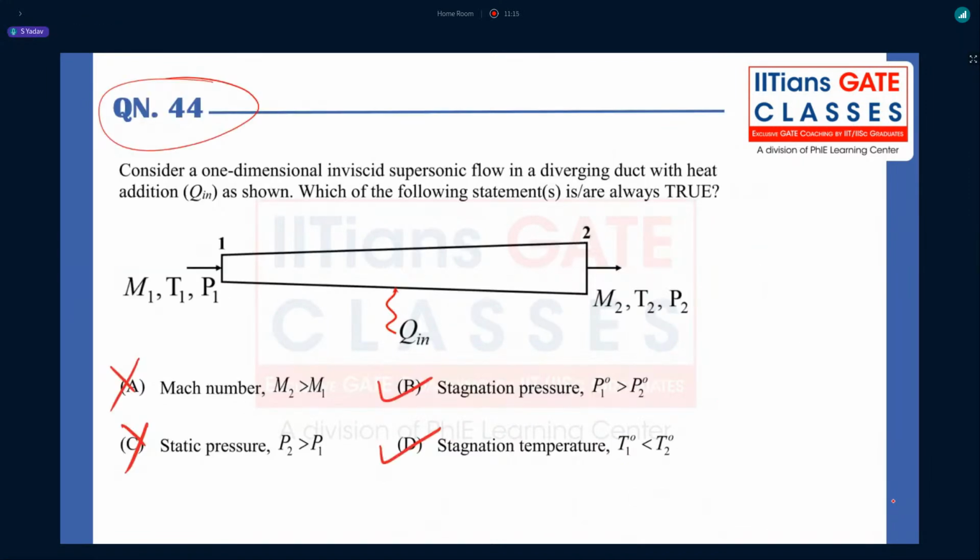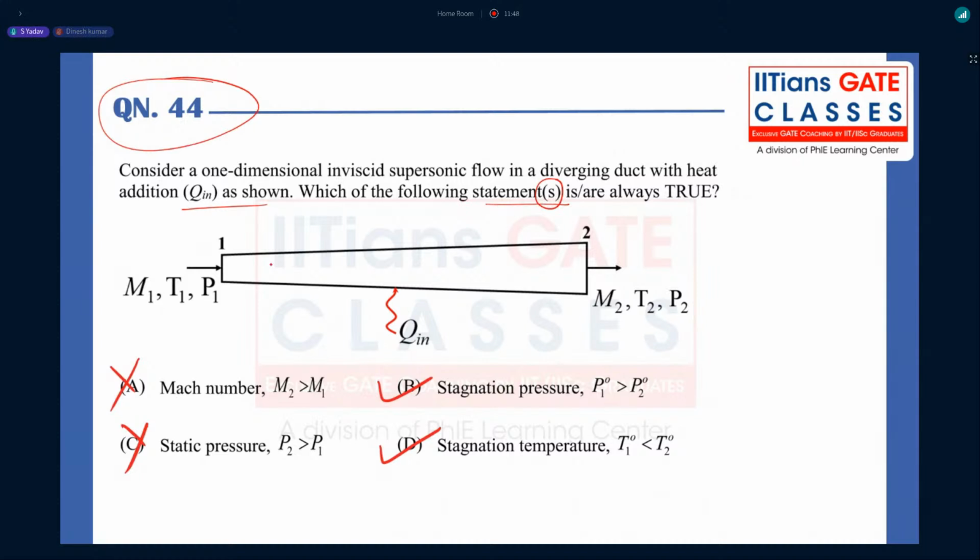Okay, so here we have a combination of 1D CD nozzle flow and the Rayleigh flow. They have mixed two flows. So the question says, we have one dimensional inviscid supersonic flow in a divergent duct with heat addition as shown. Which of the following statements are always true? So see, whenever I see this word statements with an S, it means there are multiple options which are correct. So you have to pay attention a little bit to this S written in the statements.